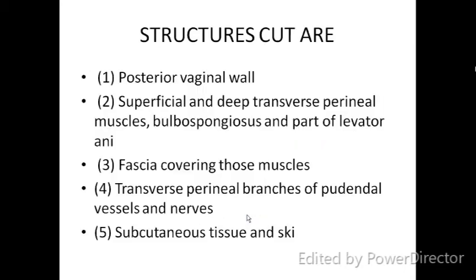So what are the structures cut during episiotomy? Posterior vaginal wall, superficial and deep transverse perineal muscles, bulbospongiosus and part of levator ani, the fascia covering these muscles, transverse perineal branches of pudendal vessels and nerves, subcutaneous tissue and skin.